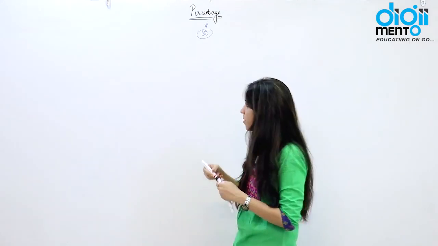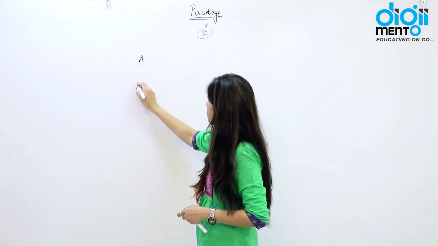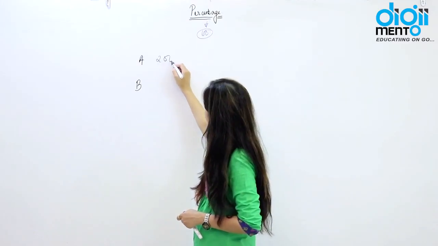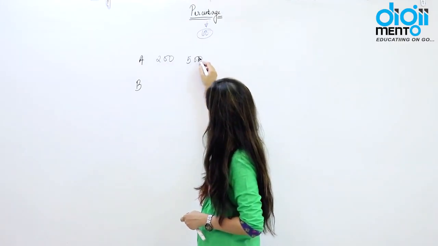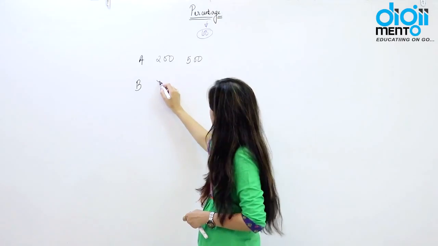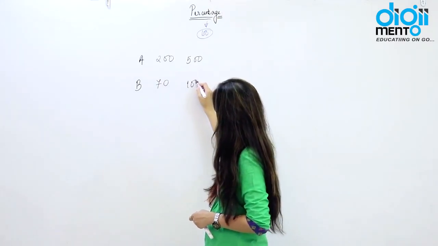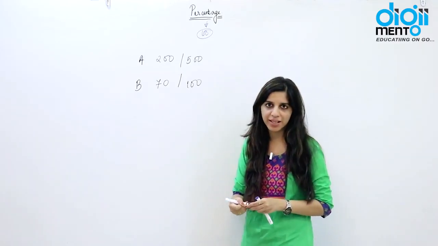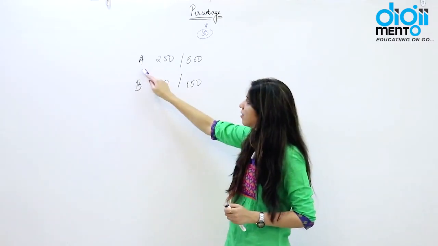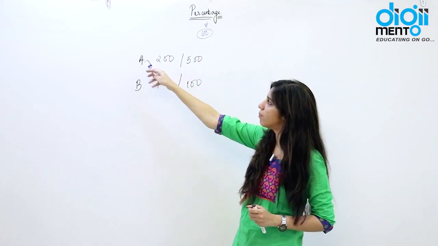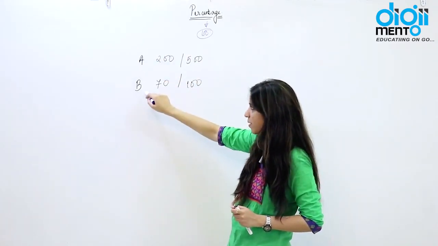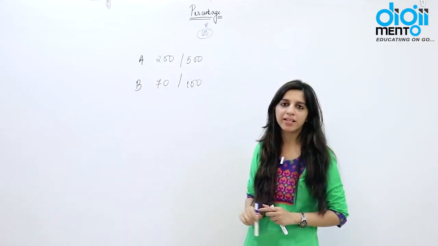See, I will give you an example. Suppose there are two students, A and B. Student A scored 200 marks out of 500. Student B scored 70 marks out of 100. Now, if I compare their marks directly, A clearly scored much more marks than B, right? But this is not a valid comparison.